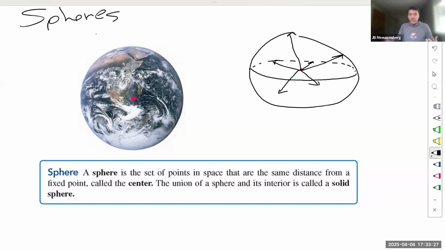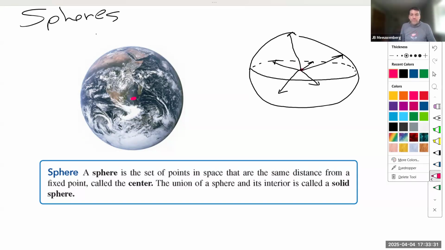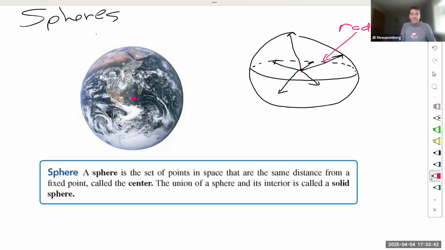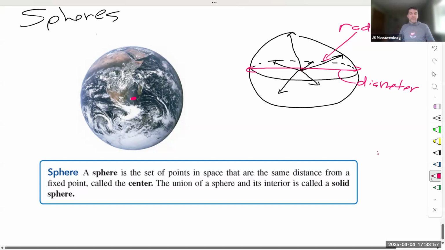Now, just like with a circle, a line segment that joins the center of a sphere to a point, all of these lines that I just drew, we could consider the radius. It's the distance from the center to the edge. We can also measure all the way across, just like we did with a circle. And that would be considered the diameter. So just like with a circle, a sphere also has a radius and a diameter.